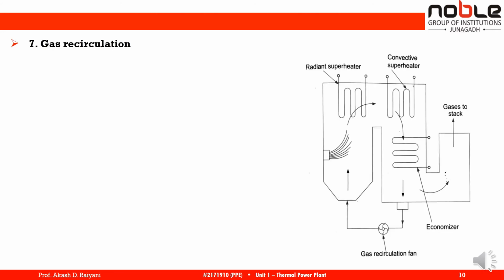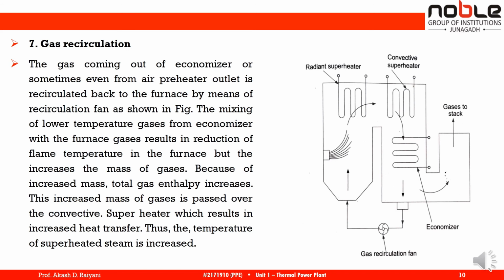Next one is gas recirculation. You can see from the schematic diagram, here we are using a gas recirculation fan for recirculation of gases. The gas which is coming out from the economizer, or sometimes even from the air preheater outlet, is recirculated back to the furnace by means of the recirculation fan as shown in the figure.